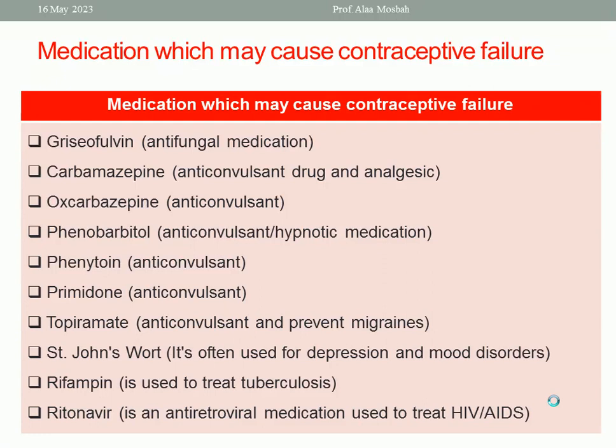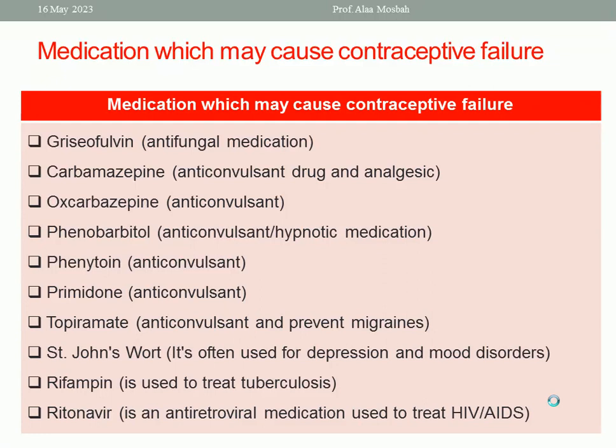Topiramate, anticonvulsant, and prevents migraines. St. John's wort, this is often used for depression and mood disorder. This is a yellow plant present in European countries used for treatment of depression and mood disorder. Rifampin, used to treat tuberculosis. Ritonavir, antiretroviral medication used to treat HIV.